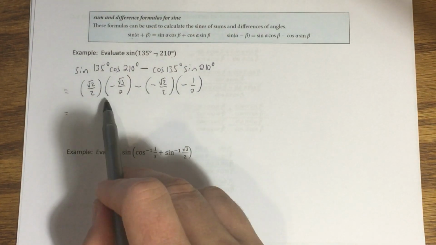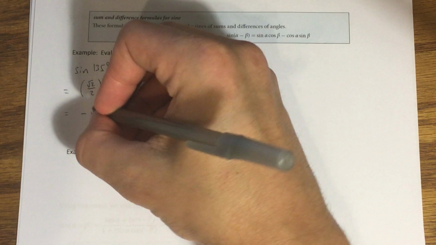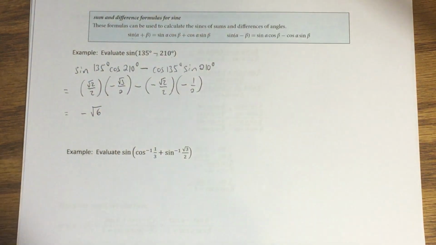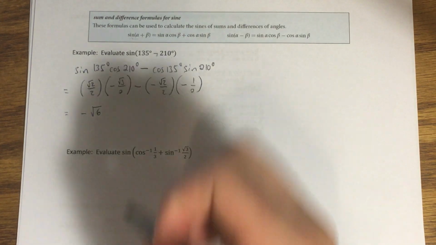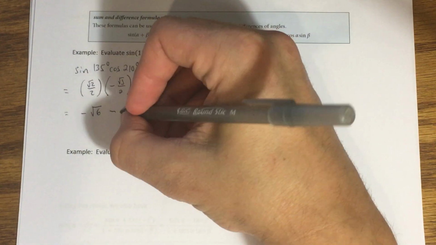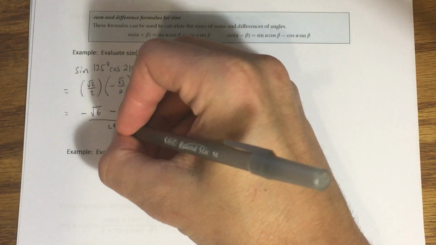Okay, so here these are going to multiply to negative root 6 over 4, and I'll put the 4 at the end. Here I have a minus, minus, minus. So it's like a product of three negatives, which will be negative root 2 over 4.